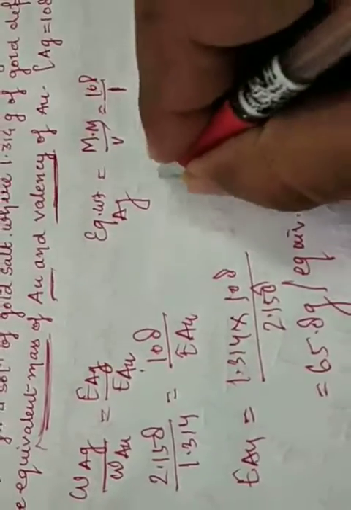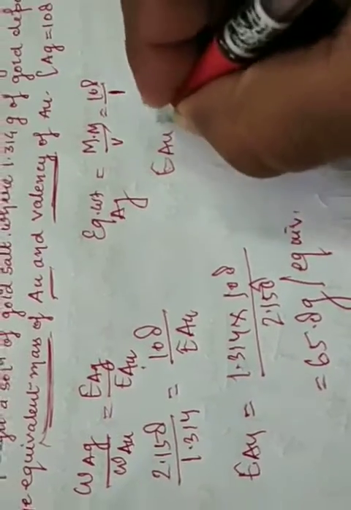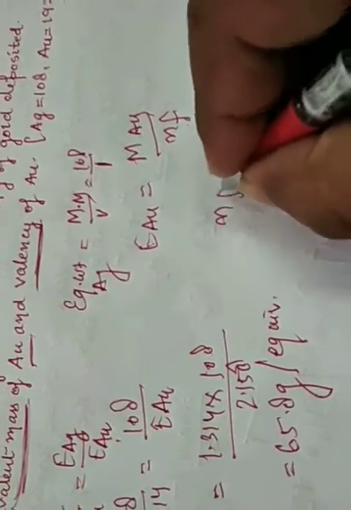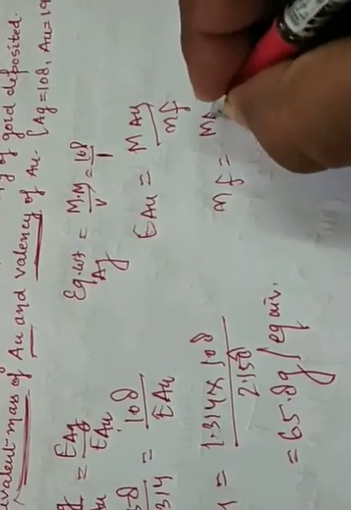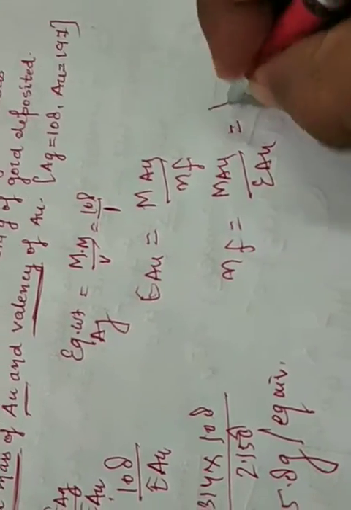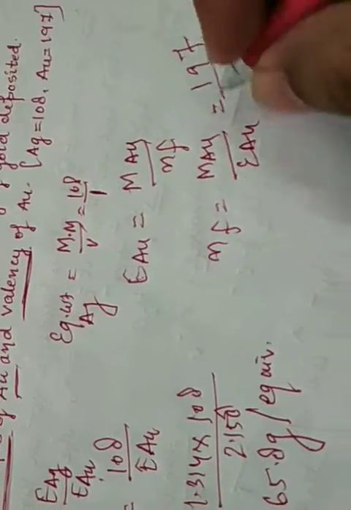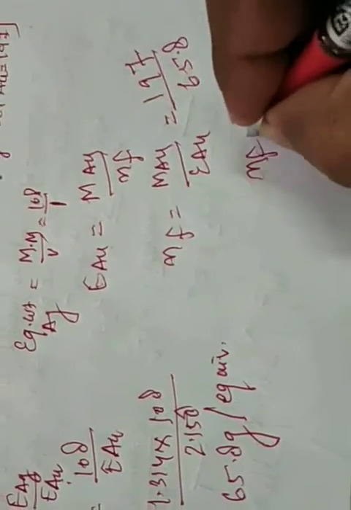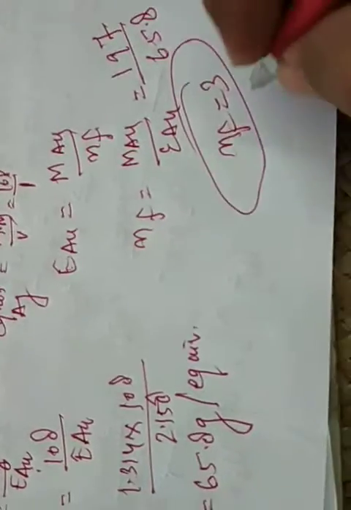So now you know very well E Au, the equivalent mass of gold, is equal to molecular mass of gold upon N factor. That is, N factor means valency. So N factor is equal to molecular mass of Au upon equivalent mass of Au. So molecular mass, that is atomic mass, is what? 197, and equivalent mass is 65.8. Now the N factor, that is valency, is what? 3. This is for gold.